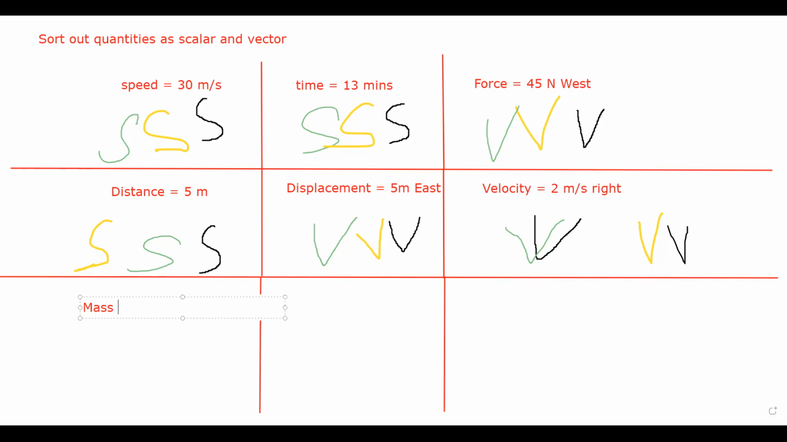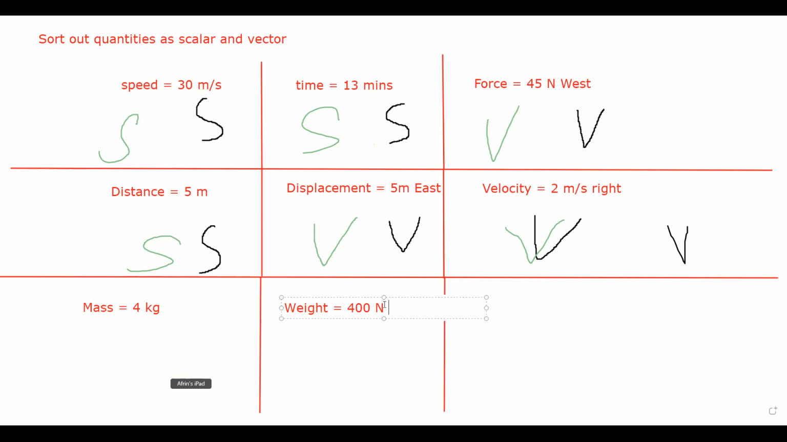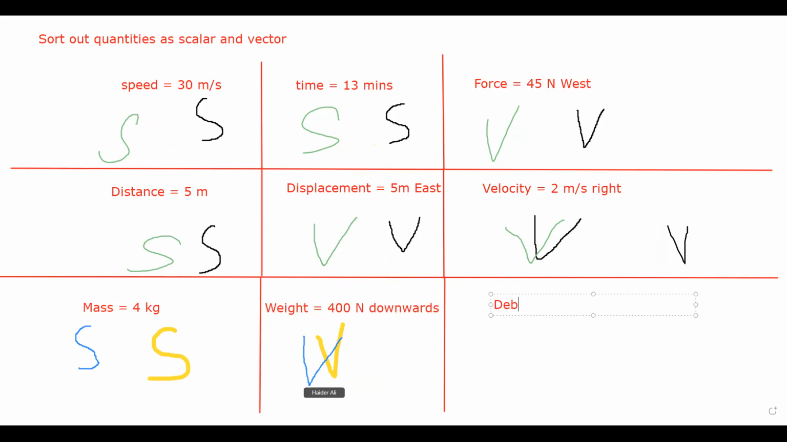So if we have a mass which is 4 kg, weight is 400 Newton, and weight is always, even though for weight we normally do not mention direction, acting downward. And density is equal to 3 kilogram per meter cube.